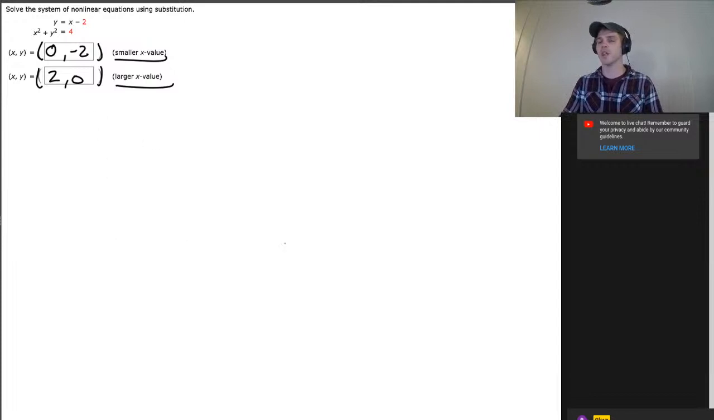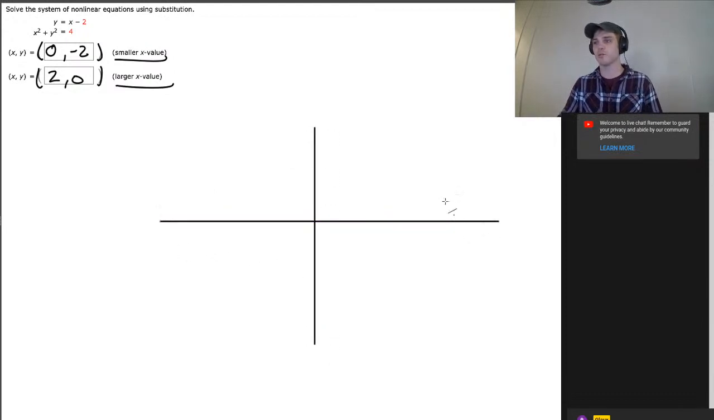Okay. So how can we understand what's going on here? Let's just draw some axes and plot these two shapes, okay? So the first one is x squared plus y squared equals 4. This is a circle centered at the origin with radius 2.